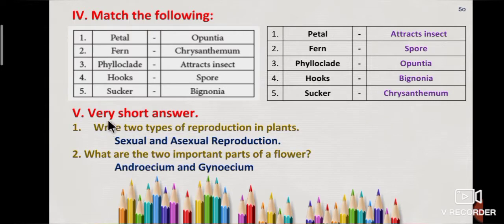Fifth Roman letter, very short answer. First question, write 2 types of reproduction in plants. Answer is sexual and asexual reproduction. Second question, what are the 2 important parts of a flower? And answer is androecium and gynoecium.